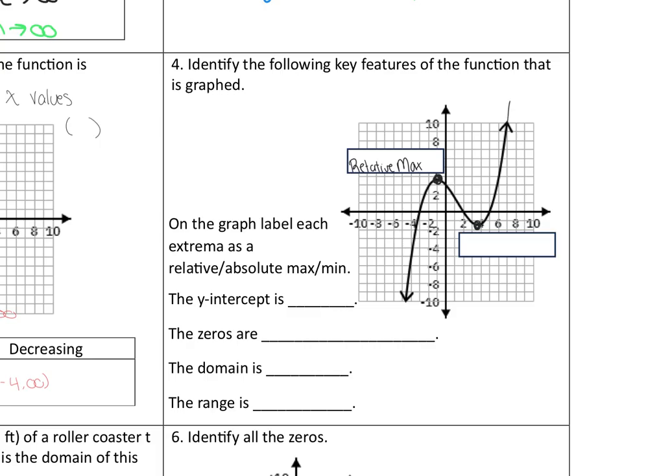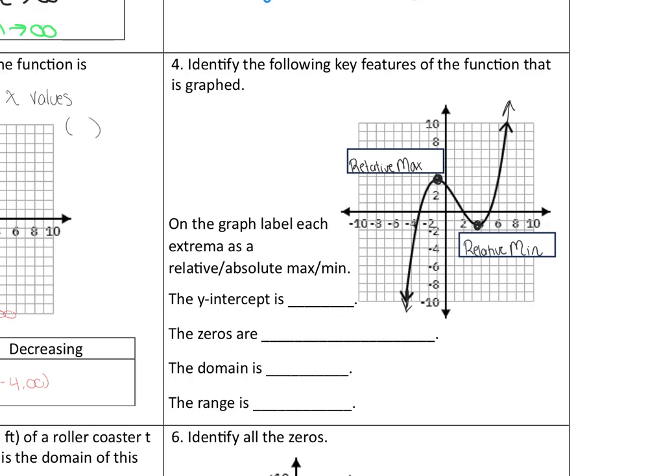Because this end of the graph over here is going up forever. So it is not the highest point, it is just the highest point compared to the things around it. The second dot I drew is a minimum, and it also is a relative, because this end over here is going down forever. So this is not the lowest point, it is just the lowest point compared to the stuff around it.